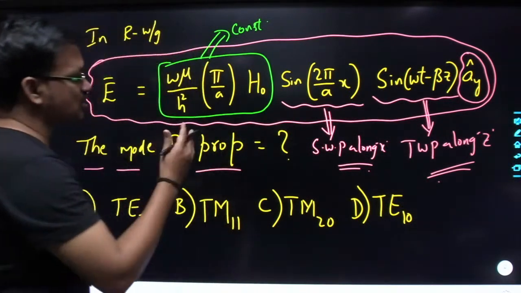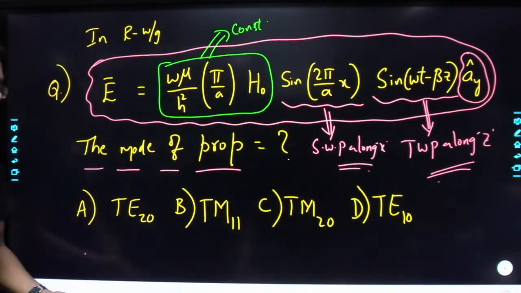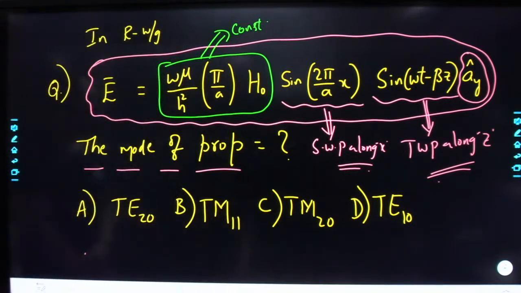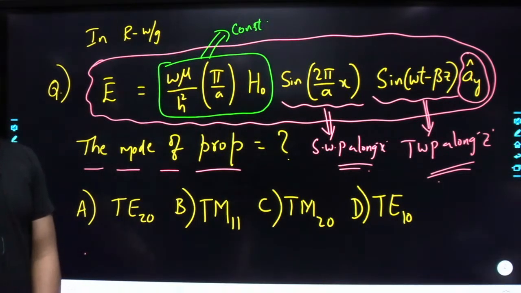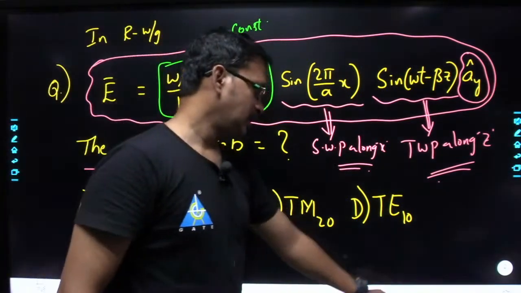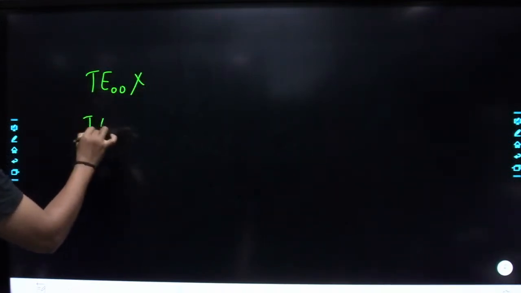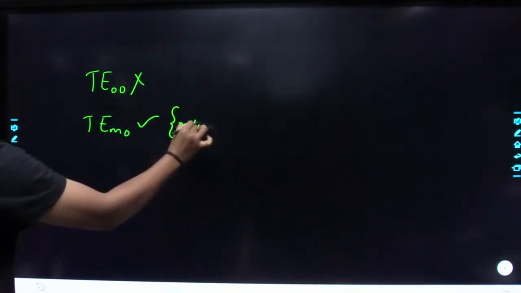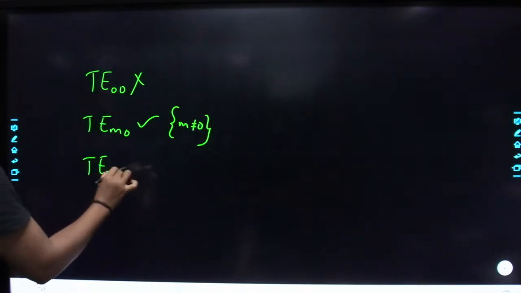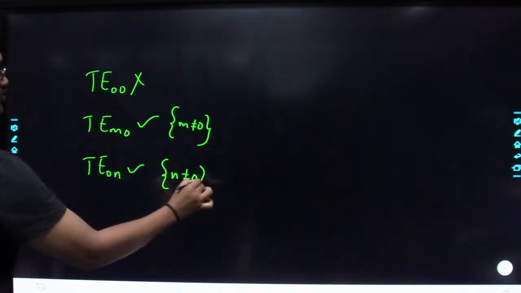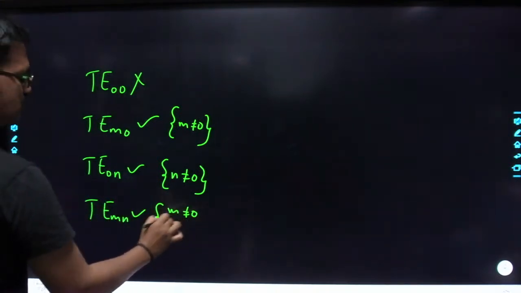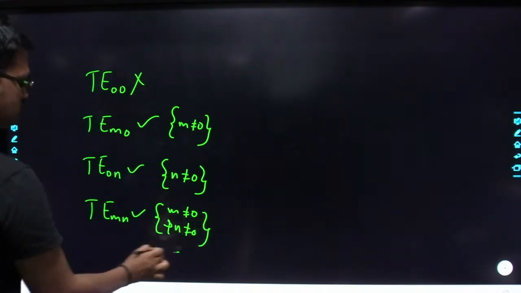So in that case, what is the mode? Whether it is TE20 or TM11 or TM20 or TE10. Okay, first of all you have to identify whether it represents a TE mode or TM mode. So we know that in TE mode, TE00 is not possible, whereas TEm0 mode is possible, right? Here m not equal to 0, and TE0n mode is also possible, here n not equal to 0, right? And TEmn mode is also possible for m not equal to 0 and n not equal to 0. We know this one, right?